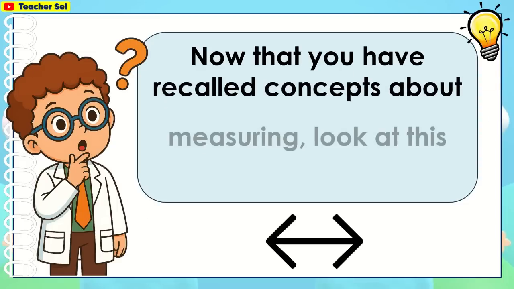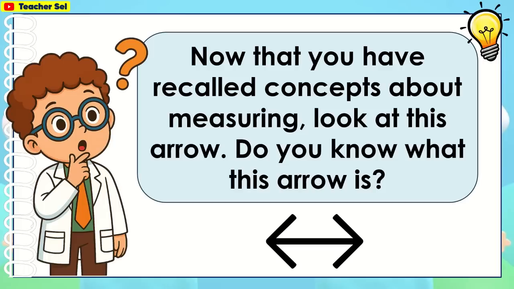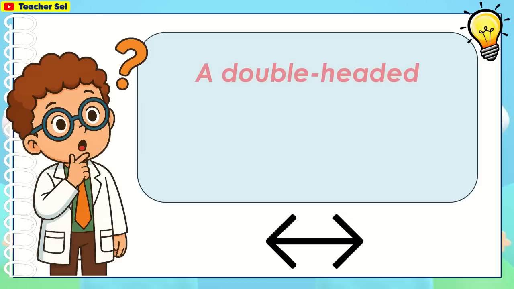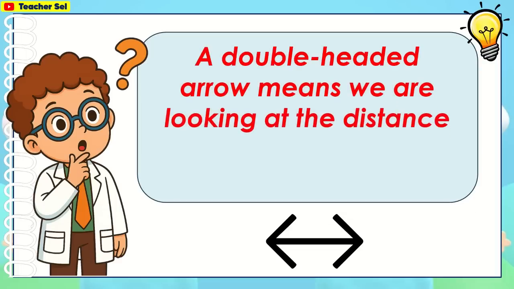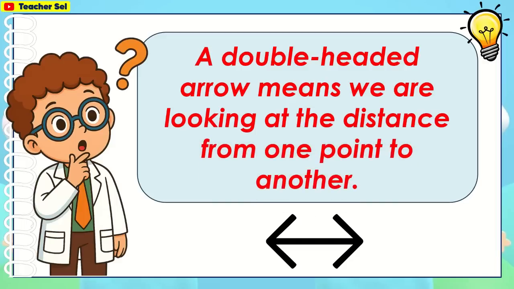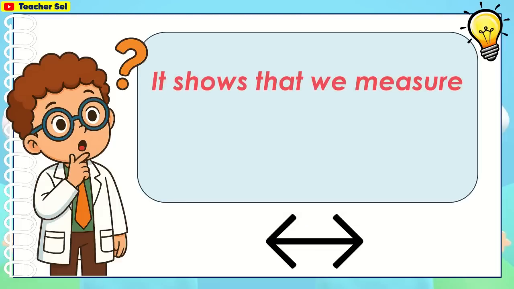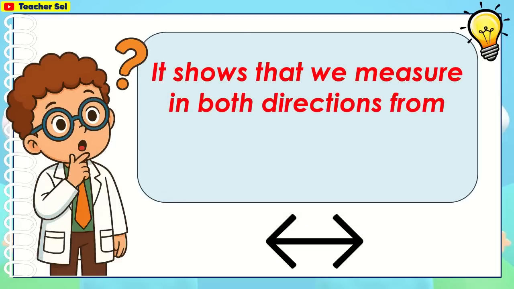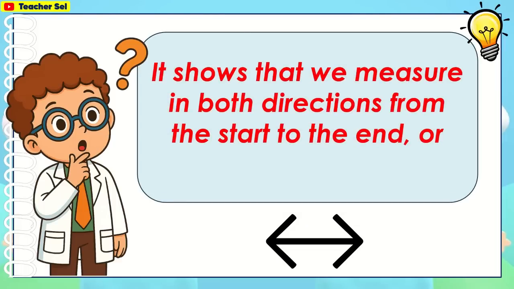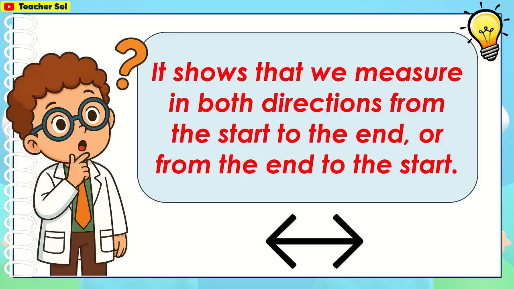Now that you have recalled concepts about measuring, look at this arrow. Do you know what this arrow is? You're right, a double-headed arrow means we are looking at the distance from one point to another. It shows that we measure in both directions from the start to the end, or from the end to the start.